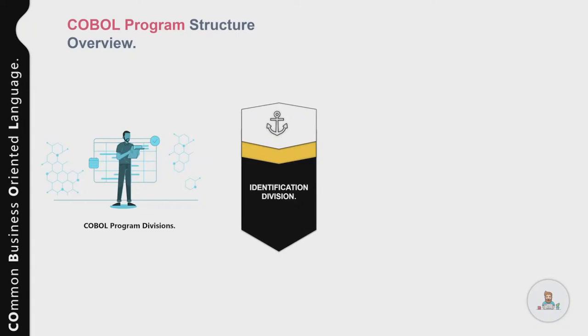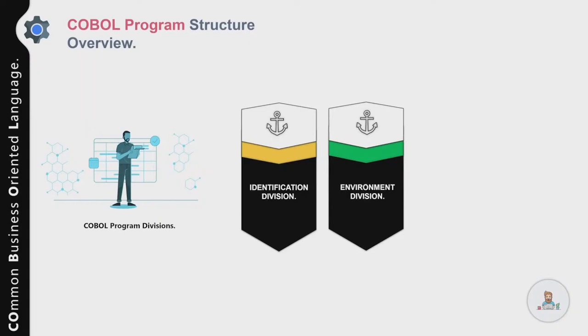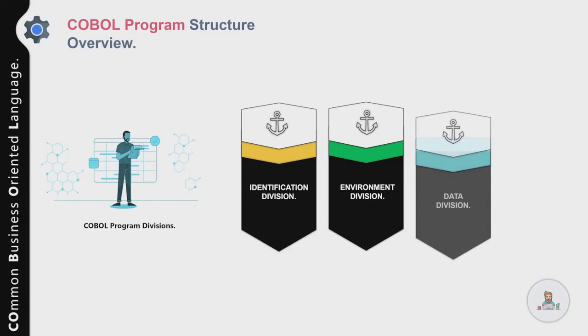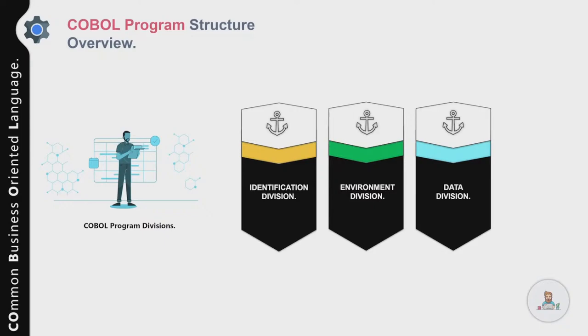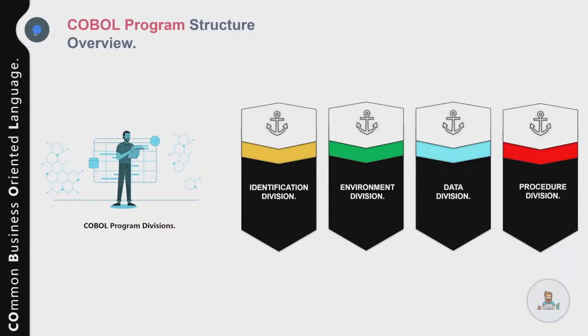So the first one is identification division. It is used to identify the program to the operating system. This division is actually used for documentation purposes. Next one is environment division, and it is used to specify the file names and describe the specific computer equipment that will be used by the program. Third one is data division, and it is used to describe the input and output formats to be used by the program. It also defines any constants and work areas necessary for the processing of data. The last one is procedure division, and it contains the business logic. That means it contains instructions necessary to read input, process it, and create output as per your requirement.